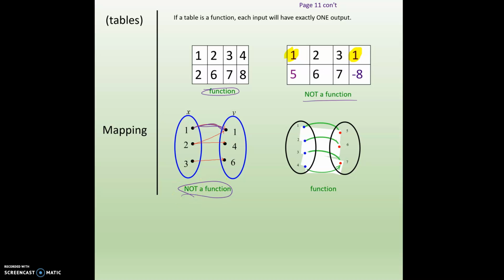Now the one on the right, these are x's. I couldn't make these numbers larger. I apologize. There's 1, 2, 3, 4 x's, and you'll notice there's only one arrow coming from each number. So you got the point 1, 5, 2, 6, 3, 7, 4, 7. It does not matter that the 7 repeats on the y's. What matters is the x cannot repeat. So since there are no repeating x's, this is a function. I'm going to write it down on here. No repeating x's.